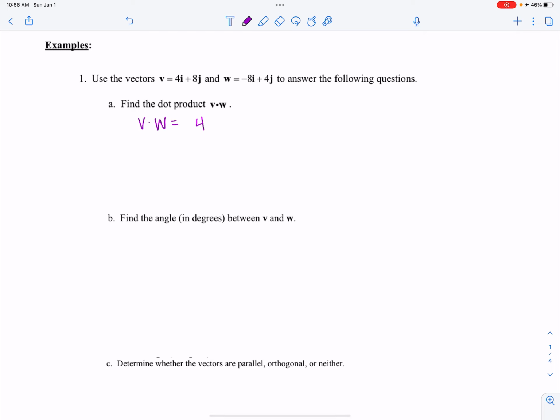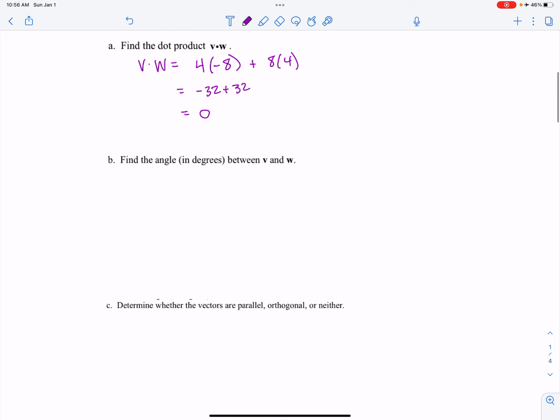4 times negative 8, those are our i components multiplied together, plus 8 times 4, which is our j components multiplied together. This gives us negative 32 plus 32, which amounts to 0. And that's it. That's all finding the dot product is. The algebraic part of a dot product.